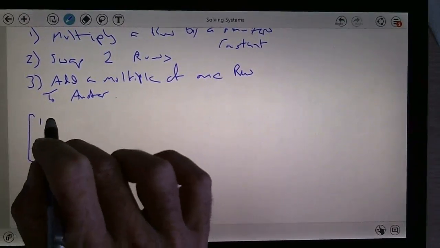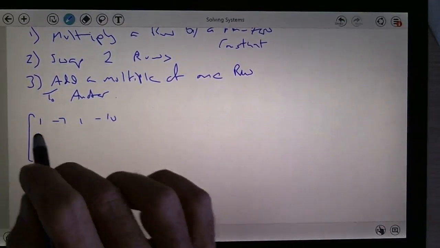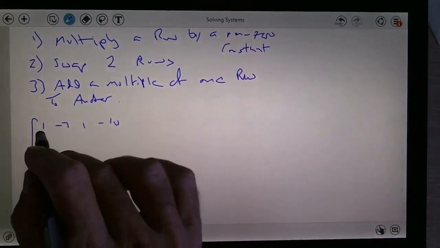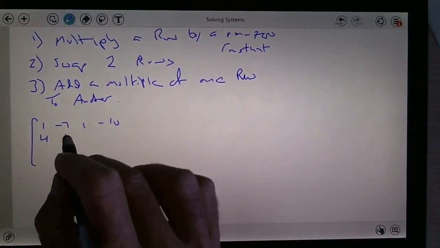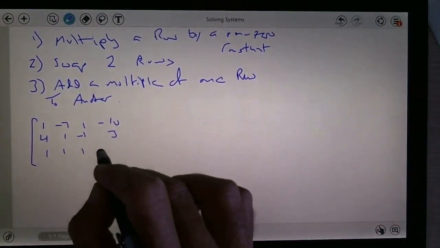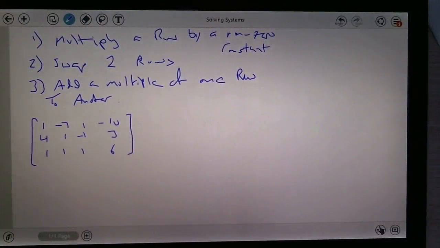Watch what I can do here. I've got 1, -7, 1, -10. Did I put a -10 there? Yeah, I did. In my notes, I've got it as a +10, but I really want it to be a -10. 3, and 1, 1, 1, 6. So what I'm going to do is just one of these three things, and then another one of those three things, and watch what happens.